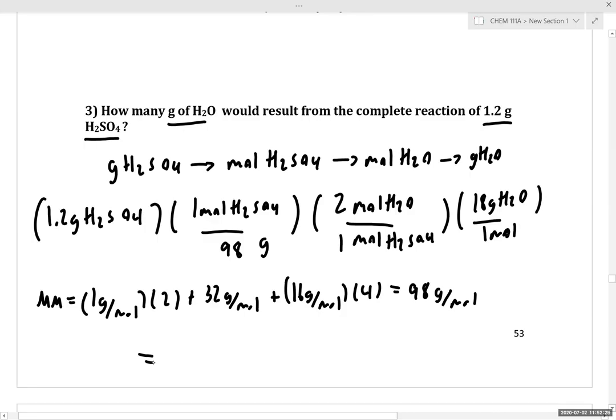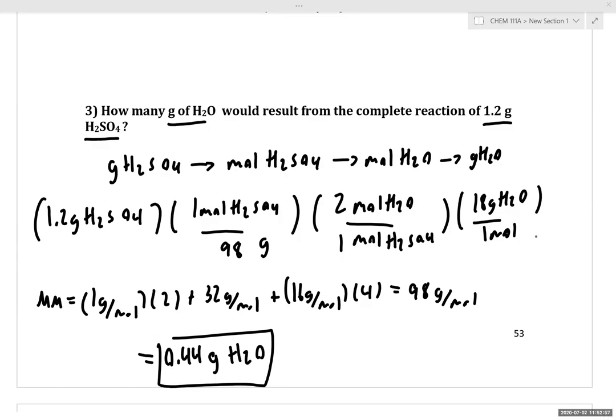So punching this into our calculator, we have 1.2 over 98 times 2 times 18, and that in turn gives us 0.44 grams of water. Does this example make sense to everyone? Any questions?